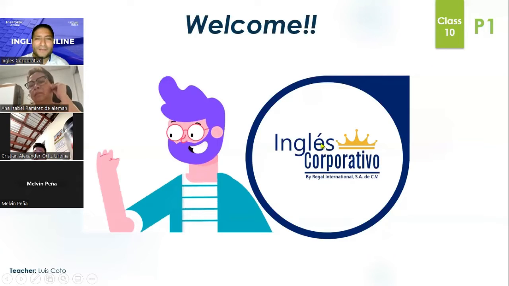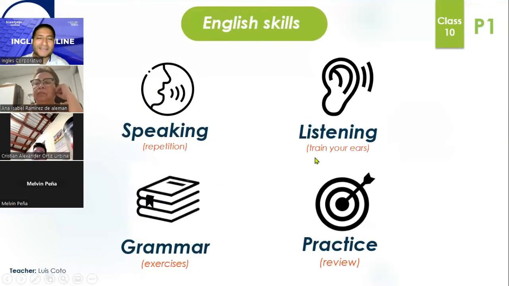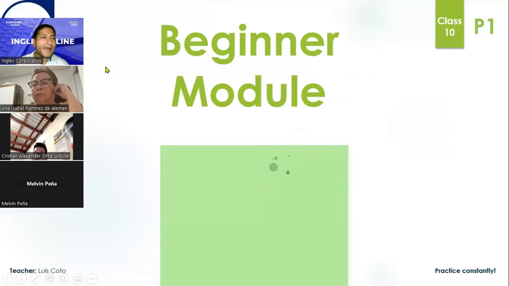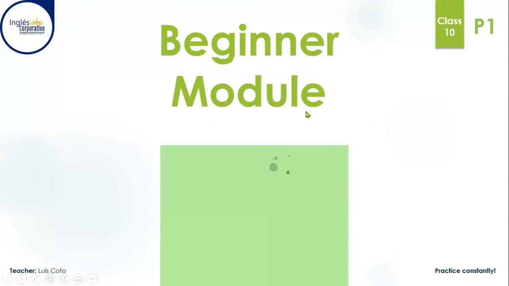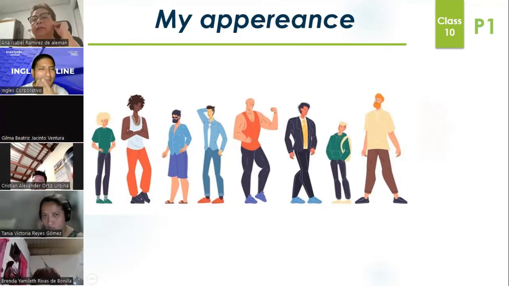Comencemos. Okay, beginner module one, class number 10, guys. Tonight, we have class number 10. We are going to speak about my appearance. Yes, my appearance. What is my appearance in this moment?